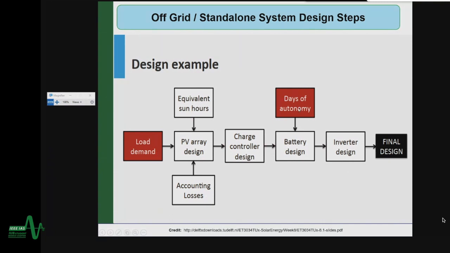We have to do the load demand, and then we have to calculate the days of autonomy. Days of autonomy means, since there is no grid, a grid tie system is not there, the grid system is absent in those areas, hilly areas or rural areas. So we have to consider it.